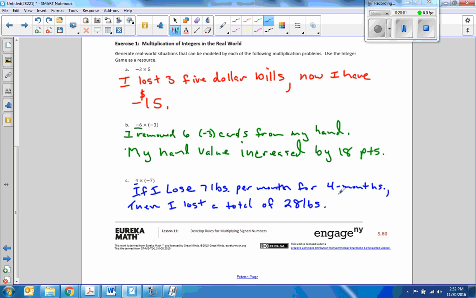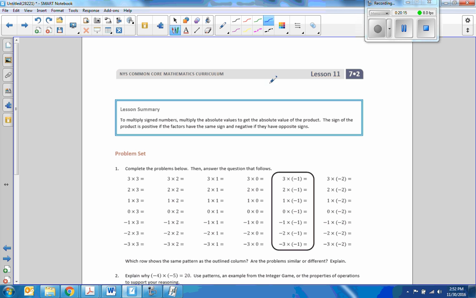Okay. To be negative. My weight changed from negative to... okay, I believe that's it. Yes, so that's the end of the lesson. Go do your problem set.